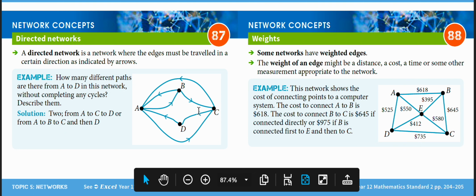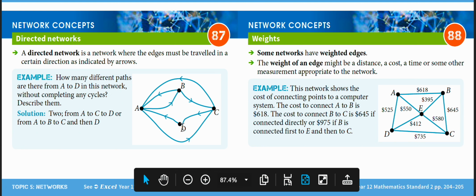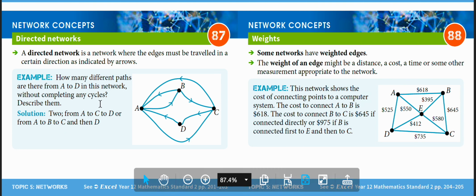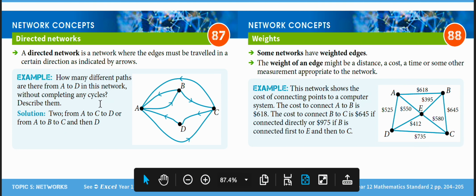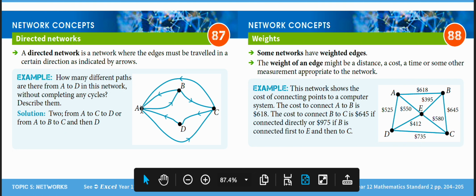Take a look at this example. How many different paths are there from A to D in this network without completing any cycles? Now remember the definition of a cycle. A cycle is a closed walk, meaning the first and the last vertices must be the same. So the question is without completing any cycles. There are two. From A you go all the way to C and then go to D. That's it. If you had come back to A, that would have been a cycle. But it said without completing any cycle.